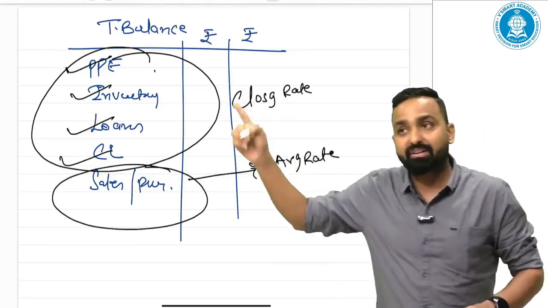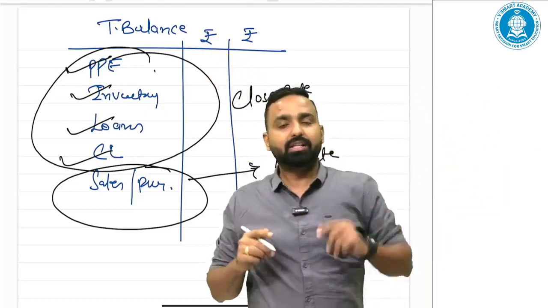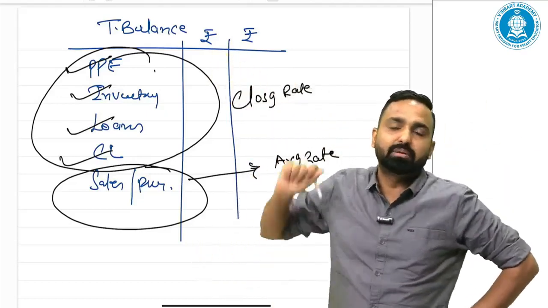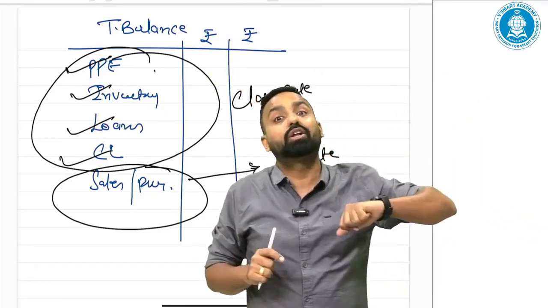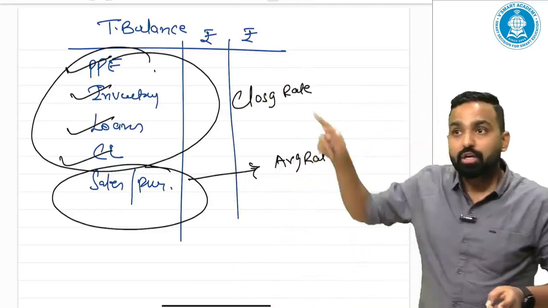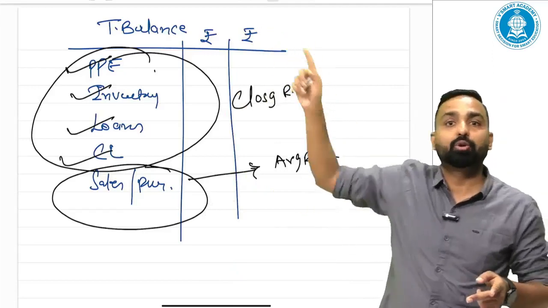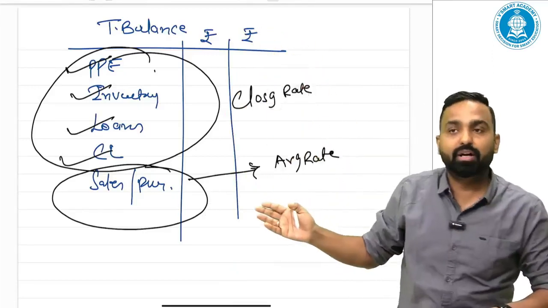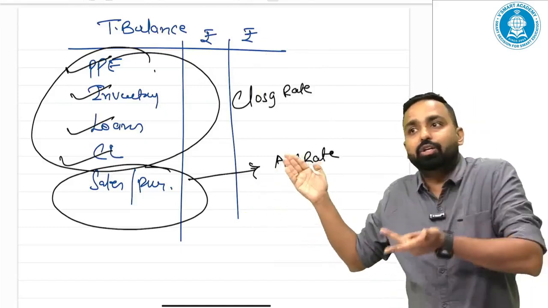Now, why is there a need to convert the rupee trial balance into some other currency? Because my functional currency is rupee, but my presentation currency is dollar. So I need to translate my rupee trial balance into dollars. So the closing exchange rate between rupee and dollar and the average rate between rupee and dollar are required. Whenever I do this, my trial balance is re-prepared in dollars.